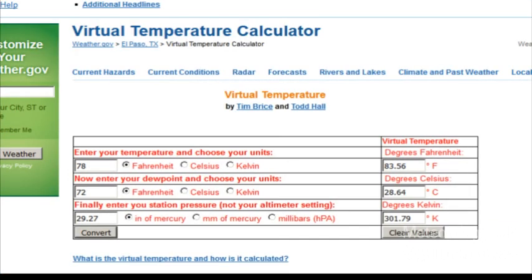Okay, then we get into something called virtual temperature. Some of you may not be too familiar with this, but let's go back to that.